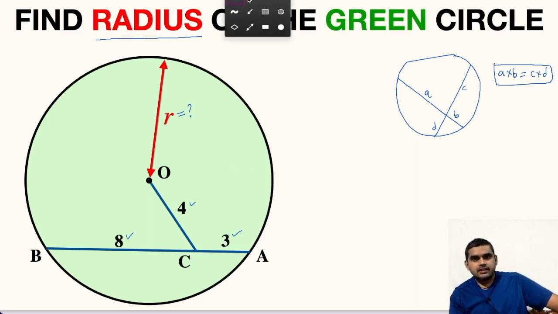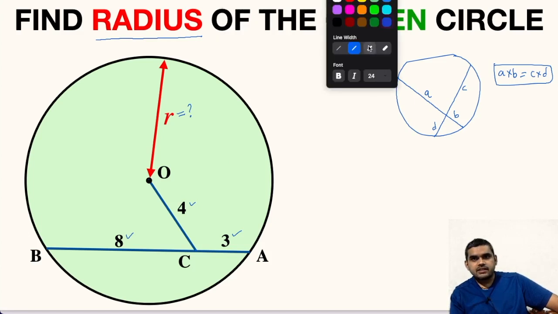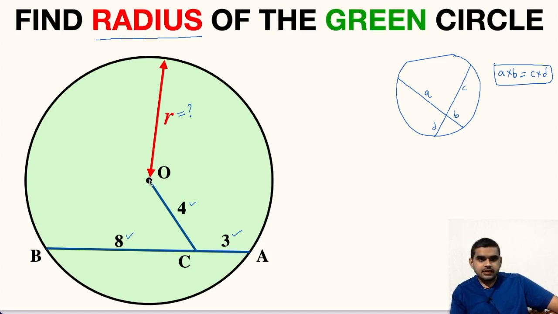So for that, let us do some modification here. The modification is very simple, that is, we have to extend this line segment OC. So let us extend it like this, and from C also let us extend it. So this will be the diameter.